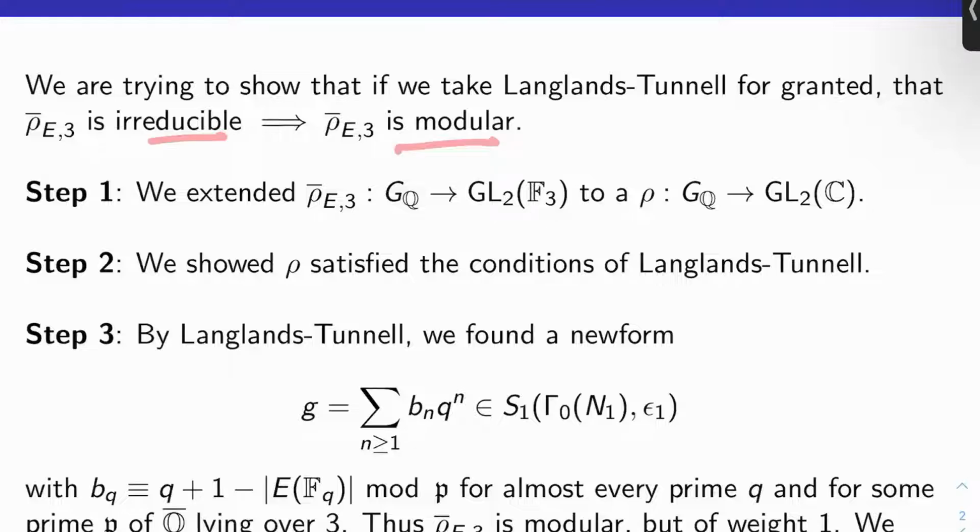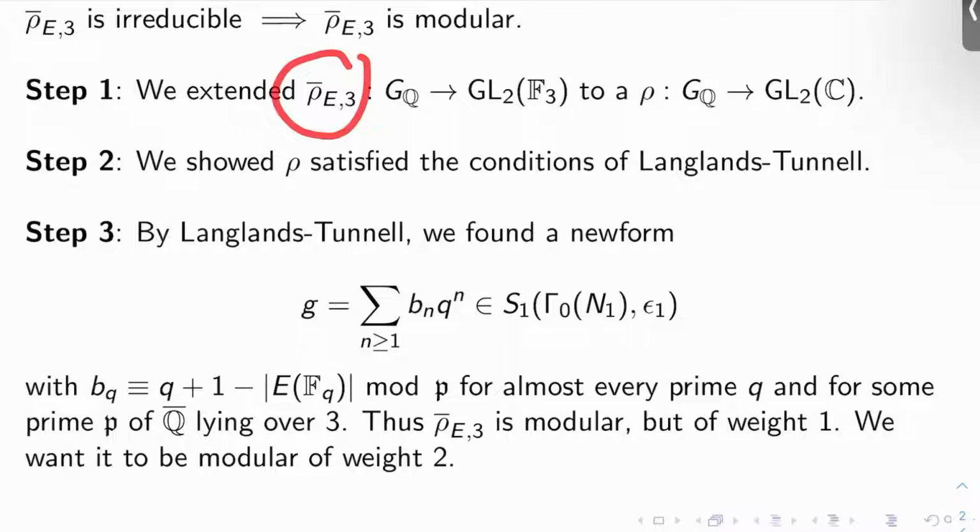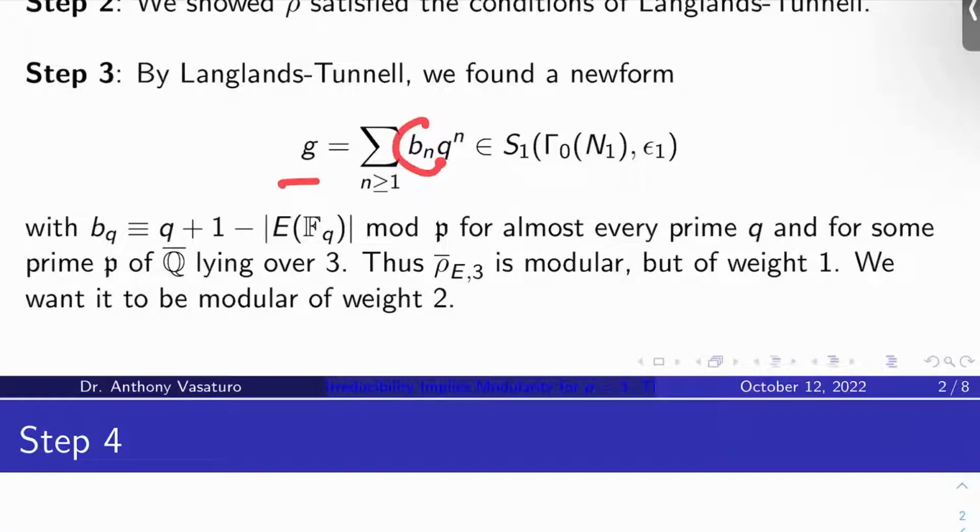its modularity. So the first three steps we took last video: step one, we extended rho bar E3 to a complex representation rho from GQ to GL2 of C. Step two was we showed rho satisfied the conditions of Langlands-Tunnell. We had solvability, we had oddness, we had irreducibility. And then step three was, by Langlands-Tunnell, we found a new form which we called g with Fourier coefficients b sub n in S1 gamma 0 of N1 epsilon 1 for some N1 and epsilon 1.